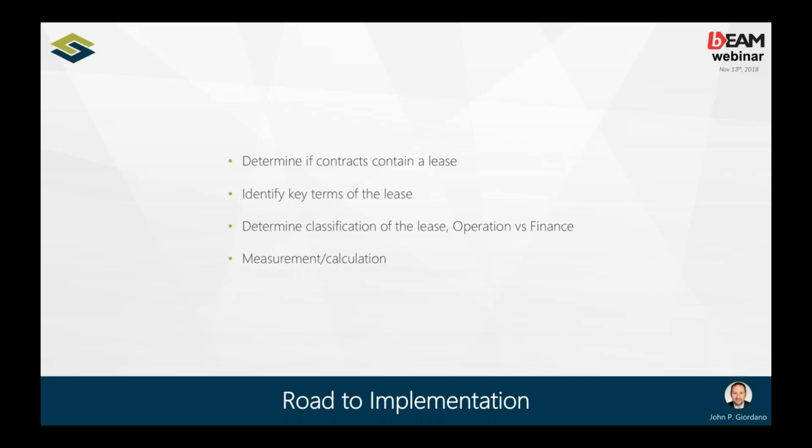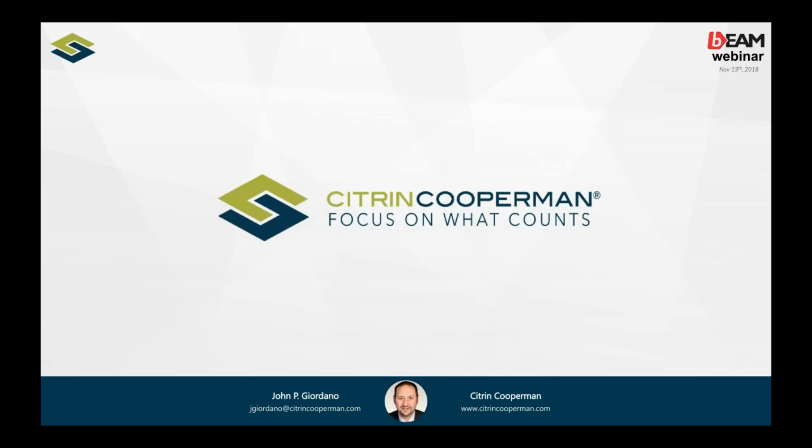Once you've determined a contract contains a lease, you have to look at the key terms of the lease. Based on those terms, as we discussed, we'll determine the classification, whether it's operating or finance. And then after that, the measurement and the calculation of the effect on the balance sheet, where you'll have to record these amounts, the asset and the corresponding liability. And that's all we have at this point for this presentation.